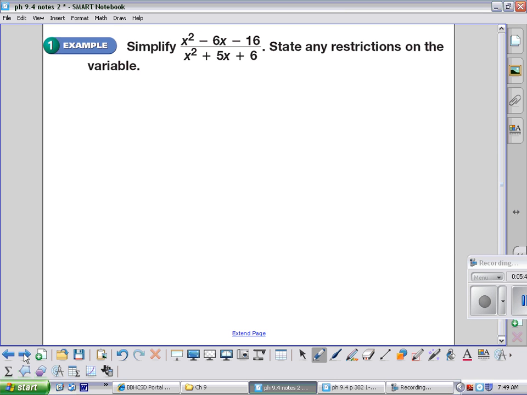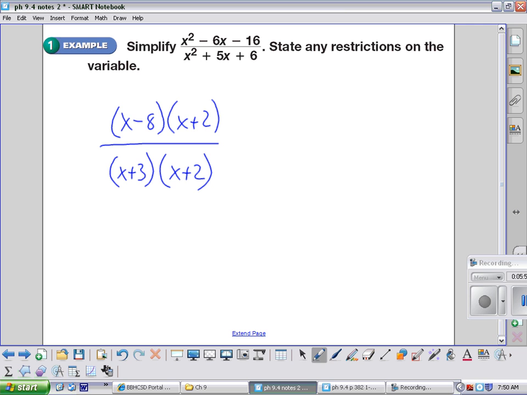So we've got x minus 8, x plus 2, over on the bottom, things that multiply to get to 6 and add to get to 5. x plus 3, x plus 2. Okay? Now, I've got whole pieces here of x plus 2 and x plus 2. I can cancel there. That's perfectly permissible. And that's what the simplification is actually asking you to do. Okay? So my final answer is x minus 8 over x plus 3.